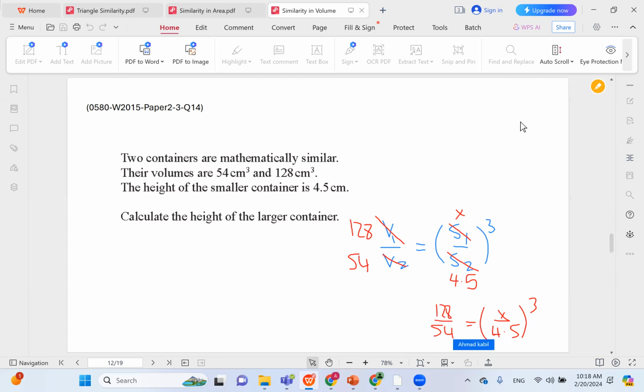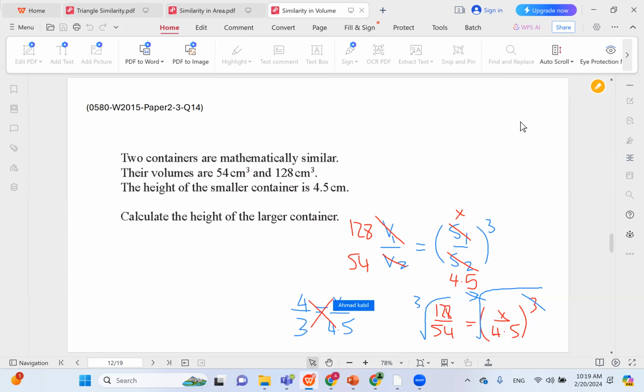And we follow the same procedure again. Cubic root on both sides. The cubic root cancels the power. You get X over 4.5 equals, and then you evaluate the cubic root on the calculator. You have the cubic root of a fraction, 128 in the numerator, 54 in the denominator. You get 4 over 3 for this, and you cross multiply.